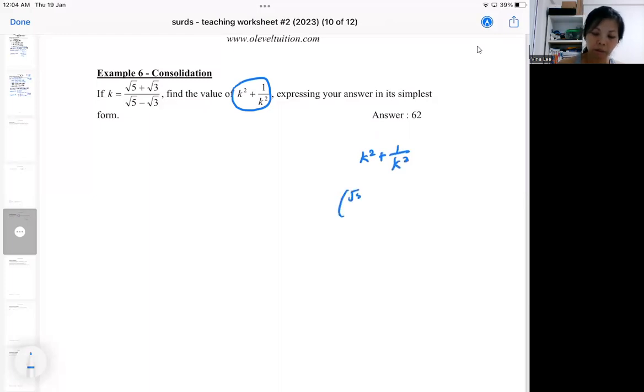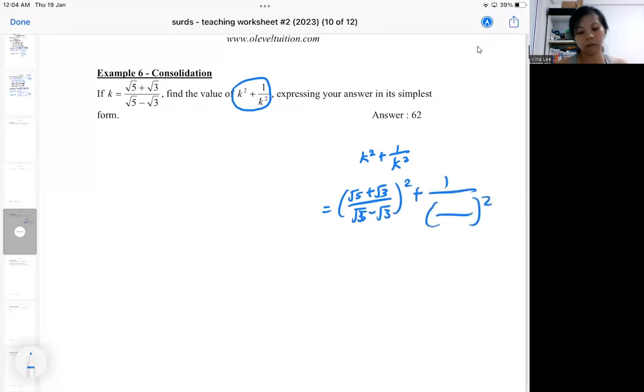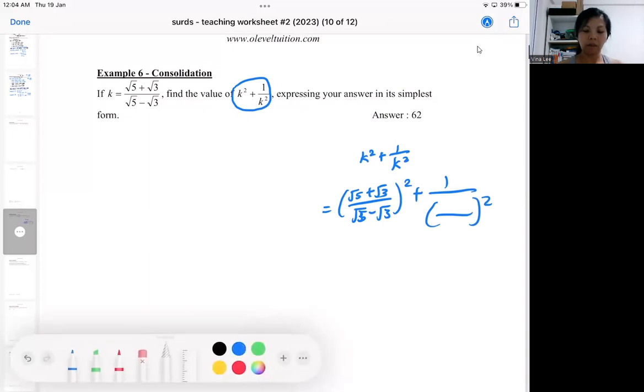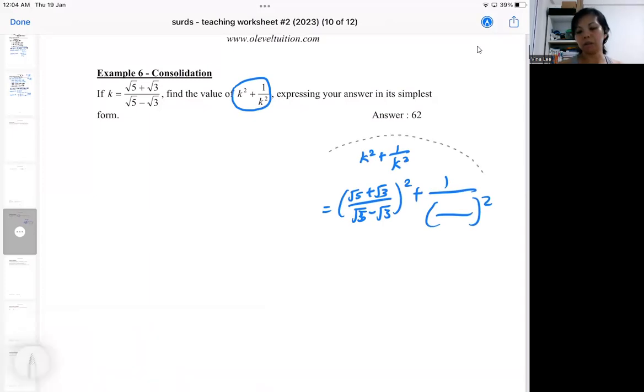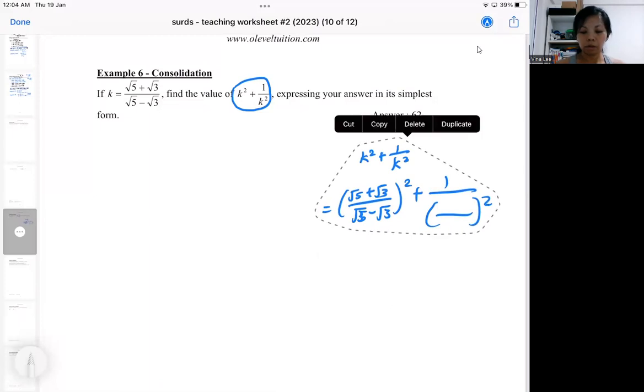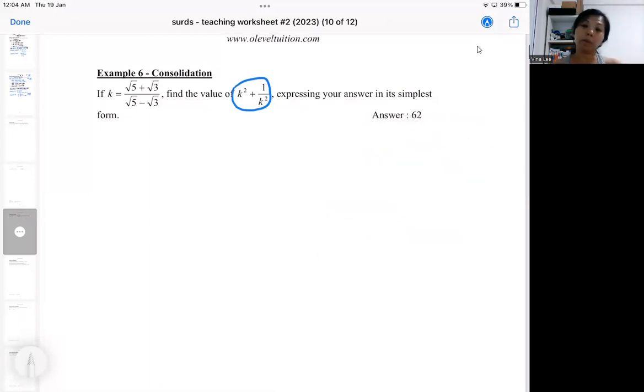A lot of students will be doing this, and then they do this. It's going to be very challenging. You wouldn't know what to do, and you are subjecting yourself to a lot of careless mistakes. So usually I prefer to do it step by step.